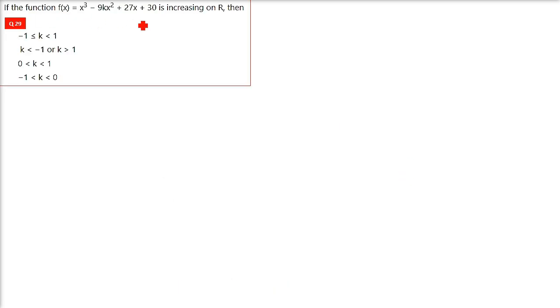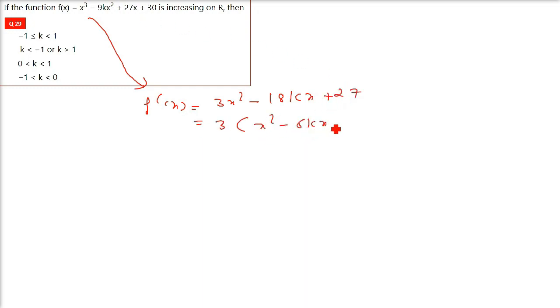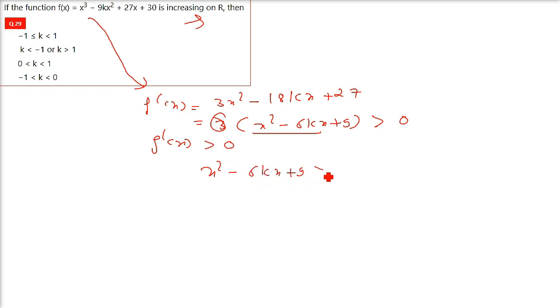If the function f(x) equals this one is increasing on R. Now, increasing. First let us differentiate it. The best thing is the differentiation in increasing and decreasing functions. We'll differentiate it. X cube is going to be 3x squared minus 18kx plus 27. So 3 being common, we have taken 3 outside. It's x square minus 6kx plus 9. Okay. F dash x is greater than 0, since it is increasing. So 3 is positive, so we don't deal with 3 now. We have to deal with x square minus 6kx plus 9 greater than 0.